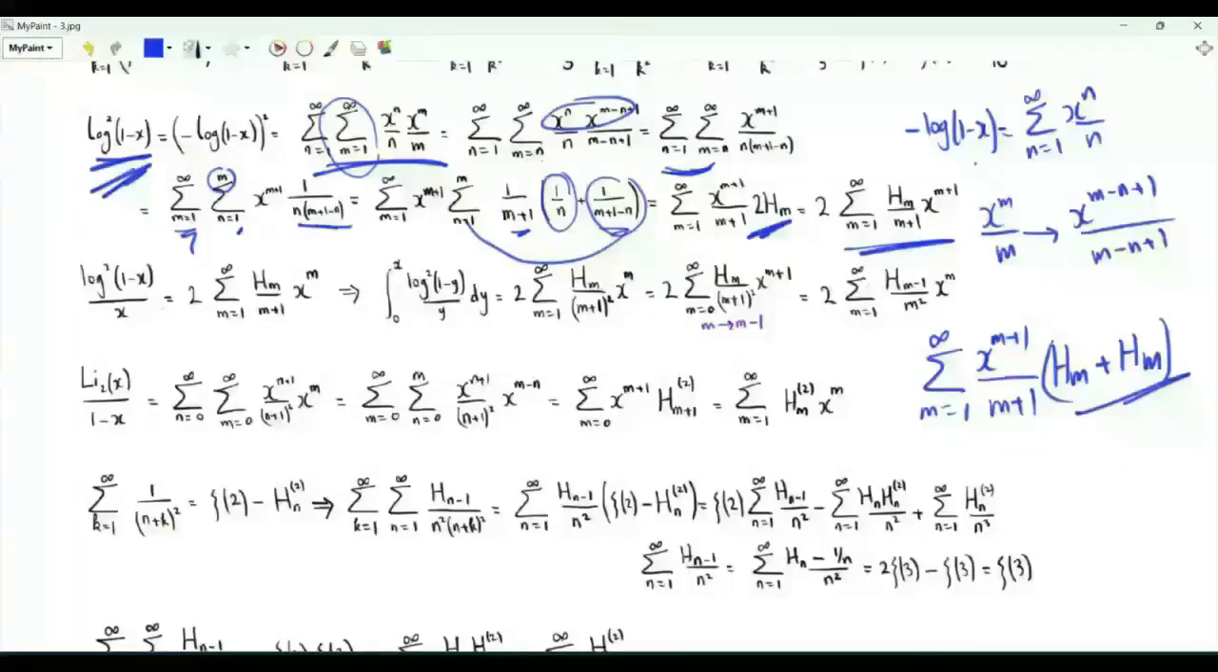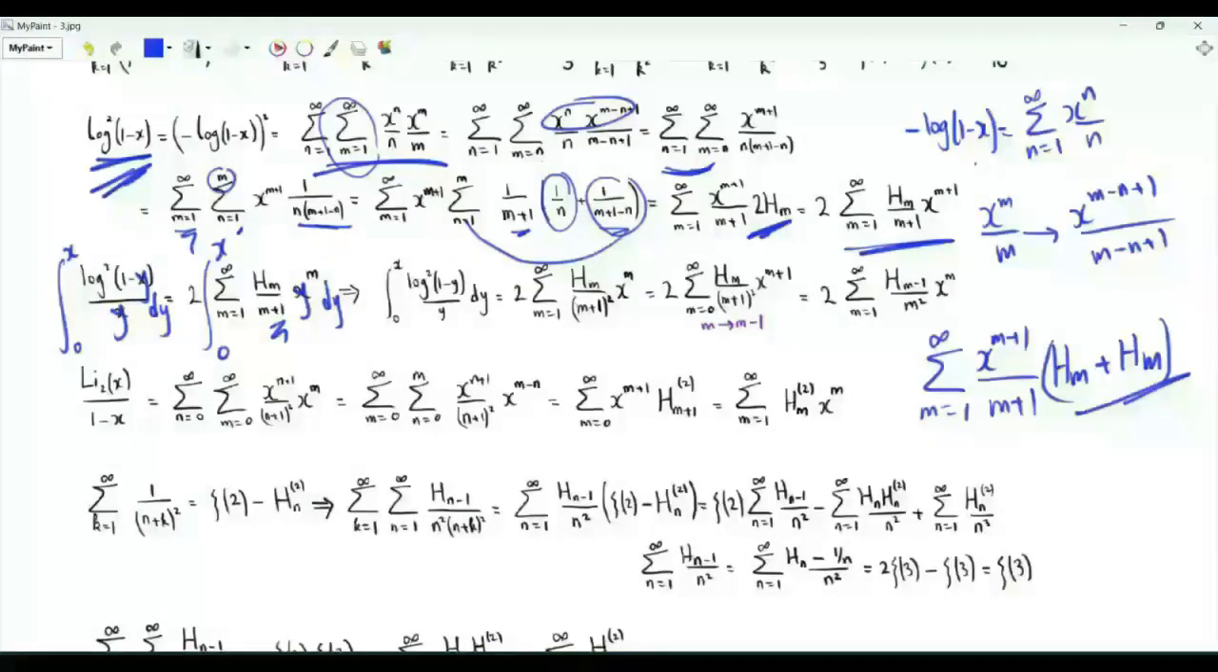Divide this side and that one by x. We get that the square of log(1 − x) over x is equal to 2 times the summation over positive integer m of H_m over (m + 1) times x to the m. Change x to y. Integrate over y from 0 to x.